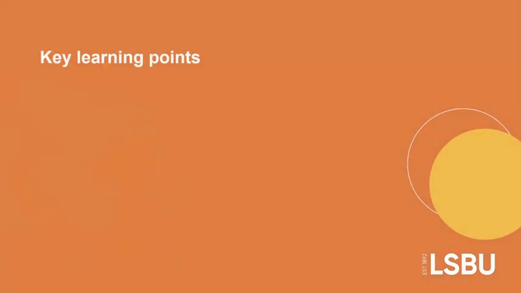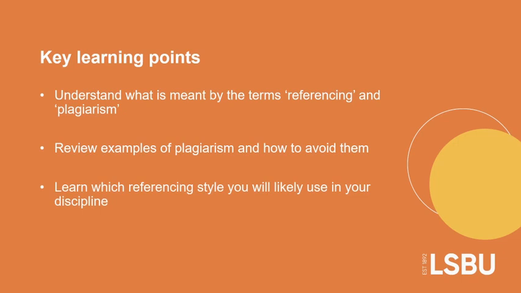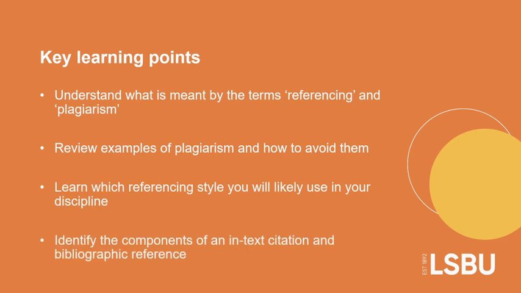The key learning points for this session are understanding what we mean when we talk about the terms referencing and plagiarism, reviewing some examples of plagiarism in an academic context, learning which referencing style you will likely be using, and starting to identify the components of a complete academic reference, the in-text citation and the bibliographic reference at the end of your essay or assignment.